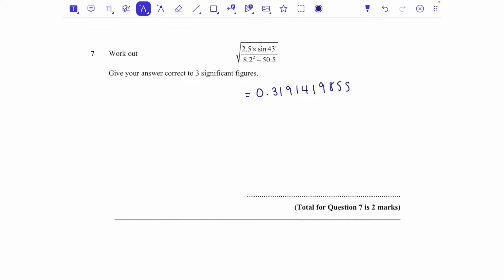0.319141985. So you're writing all of the digits on your calculator display. And then it says give your answer correct to 3 significant figures. So I'm going to write 0.319. And that's for 2 marks.